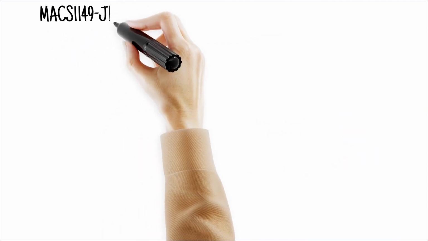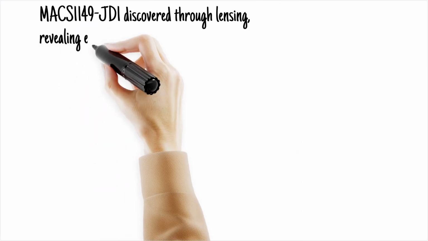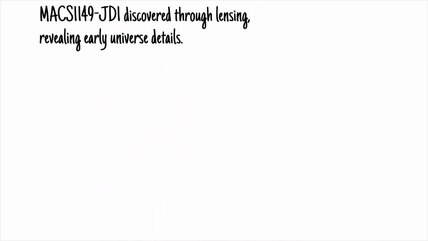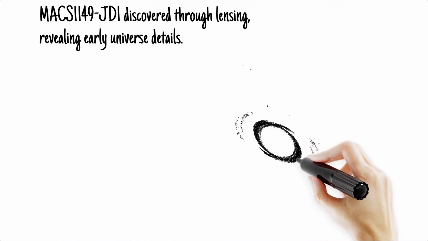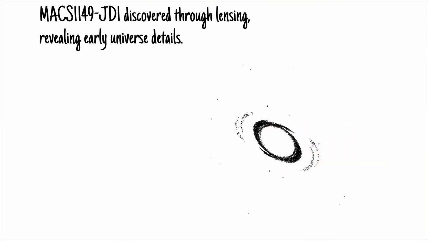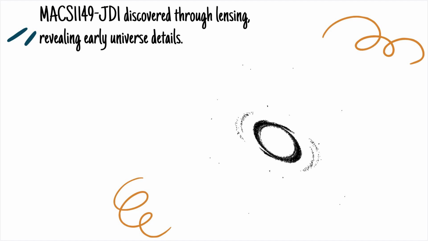The galaxy MACS 1149 JD1, one of the most distant known galaxies, was discovered thanks to gravitational lensing by the MACS 1149 galaxy cluster. The lensing effect amplified its light, revealing details about the galaxy's formation just 500 million years after the Big Bang.